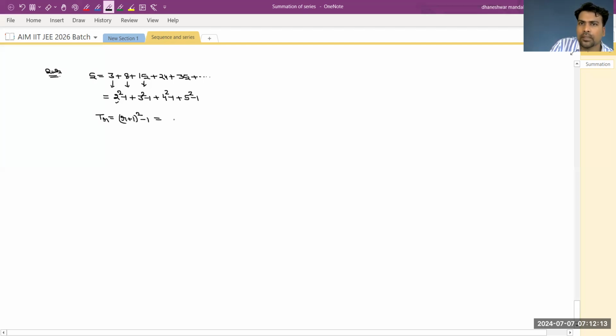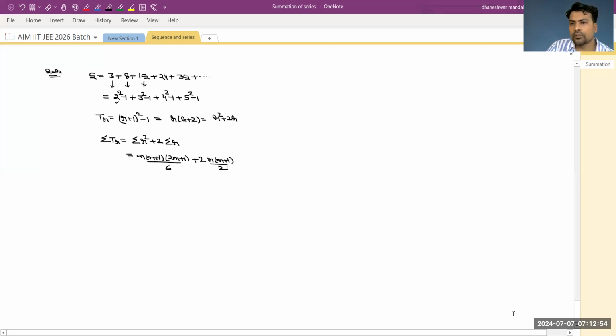So I can write this term as a plus b minus b, and from there I write it in this way: r square plus 2r. So if I take the summation of T of r, then summation of T of r is summation of r square plus 2 times summation of r. And you already know the sum of these terms: summation of r square is n, n plus 1, 2n plus 1 divided by 6, and from here I can write n, n plus 1 divided by 2.